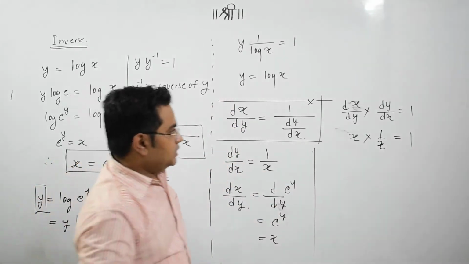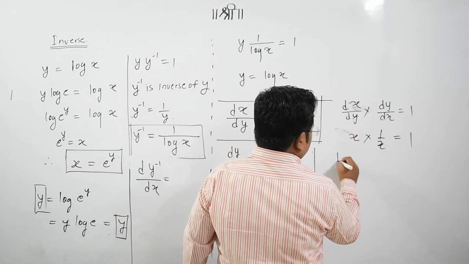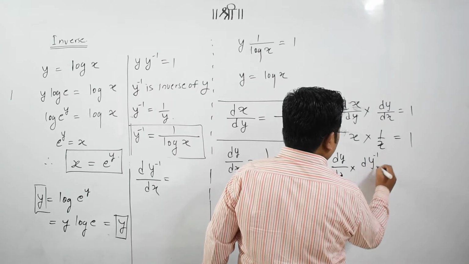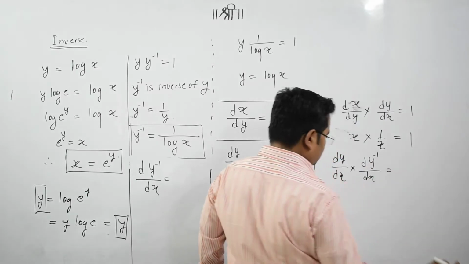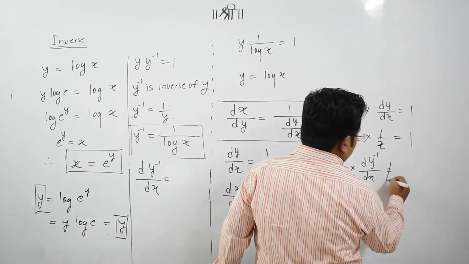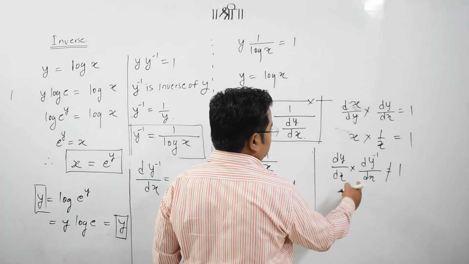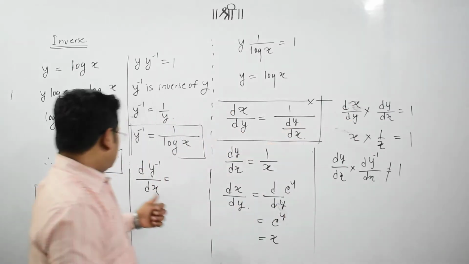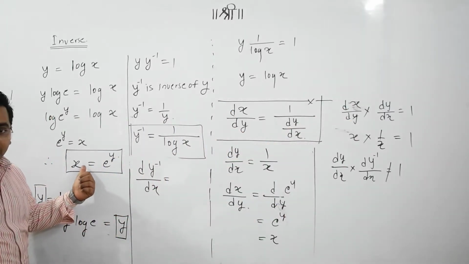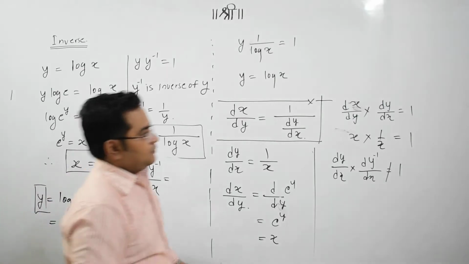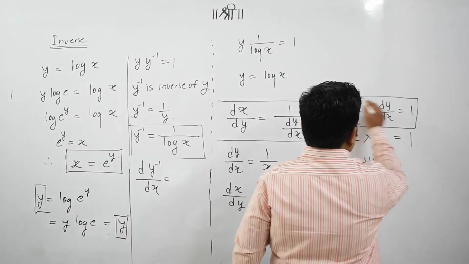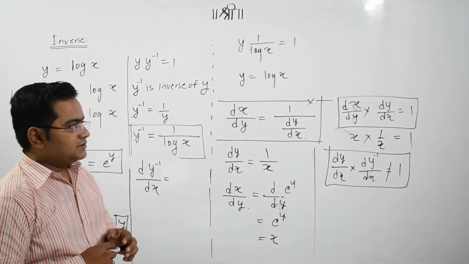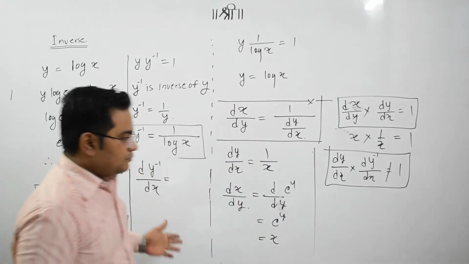So therefore, initially what we were looking for, dy upon dx into dx upon dy, was not equal to 1, but using our this step, using our x as the inverse or operational inverse of y, we can prove that this is equal to 1 and this is not equal to 1. Please try to understand how exactly I am doing this thing and how important this is.